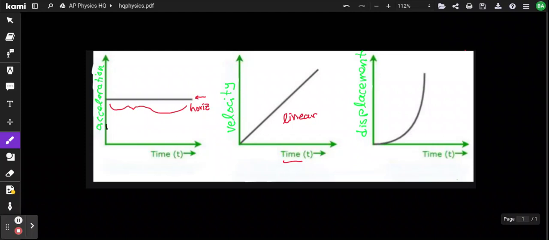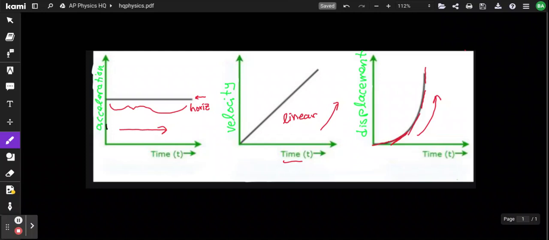And also, if we take the slope of every point in our displacement graph, which is taking the derivative, it's going to give us a linear line, and the slope of our displacement graph is velocity. So if we integrated velocity, this would give us the curved displacement. So if a problem tells you that they have a uniform acceleration, the displacement should be curved, the velocity should be linear, and the acceleration should be horizontal.